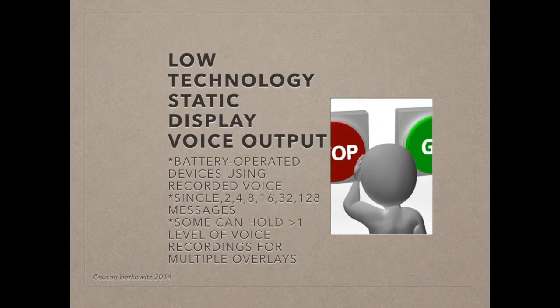Low-tech systems include static display voice output devices. These are battery-operated devices that use recorded speech to play messages. Devices have anywhere between 1 and 128 messages, though most have between 1 and 32. There is only one device that has 128 messages. Some can hold more than one level or page set of messages recorded at the same time.